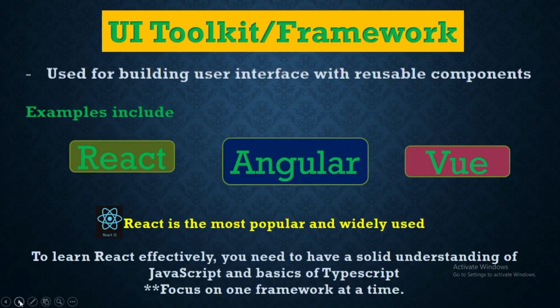Okay. Then the next thing we are going to be understanding is the UI toolkit or the framework. This UI toolkit or framework is very, very important in our journey to become a front-end developer. It is used for building the user interface with reusable components. Examples include React, Angular, and Vue. And React is the most popular and widely used. So most old and new projects work on React. So I'll advise you to go for React.